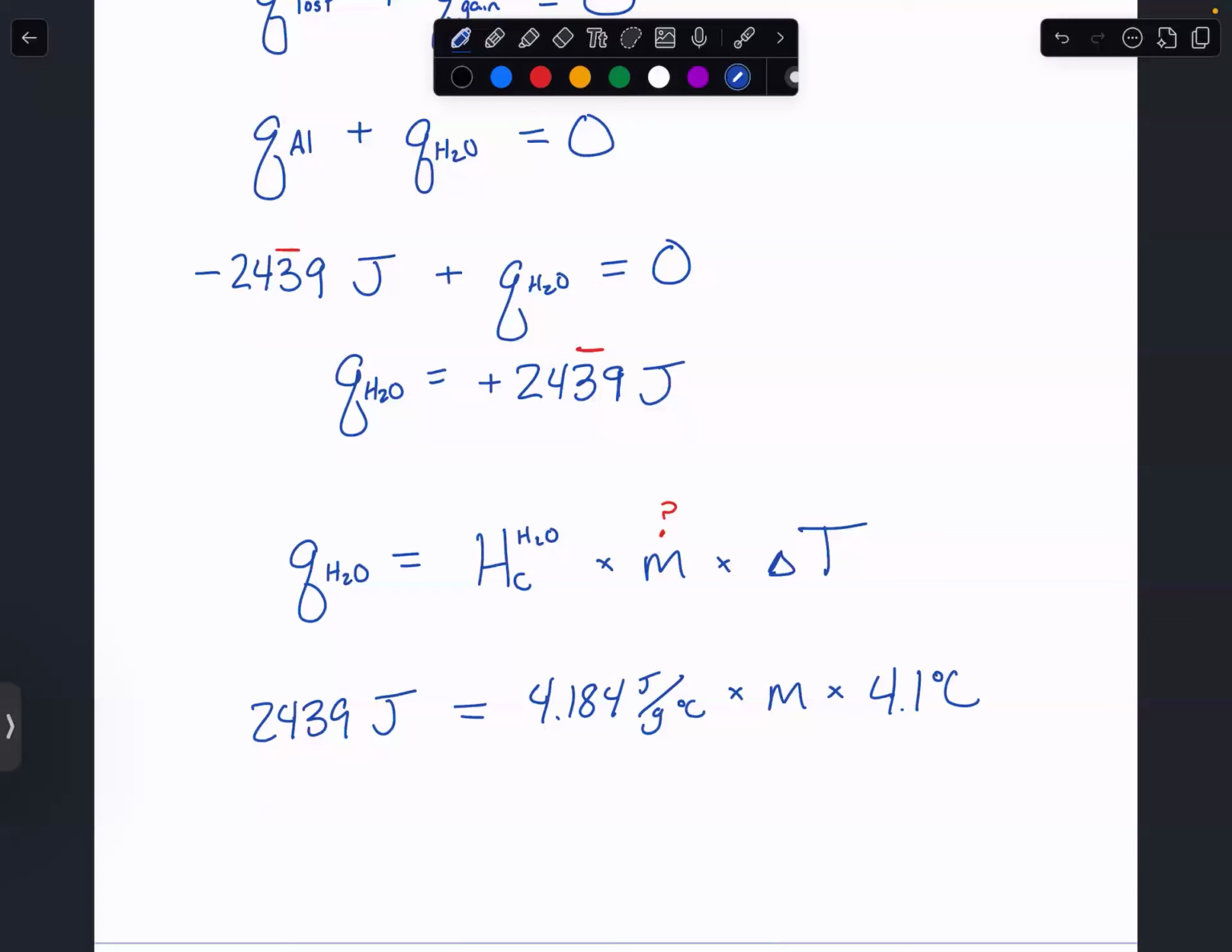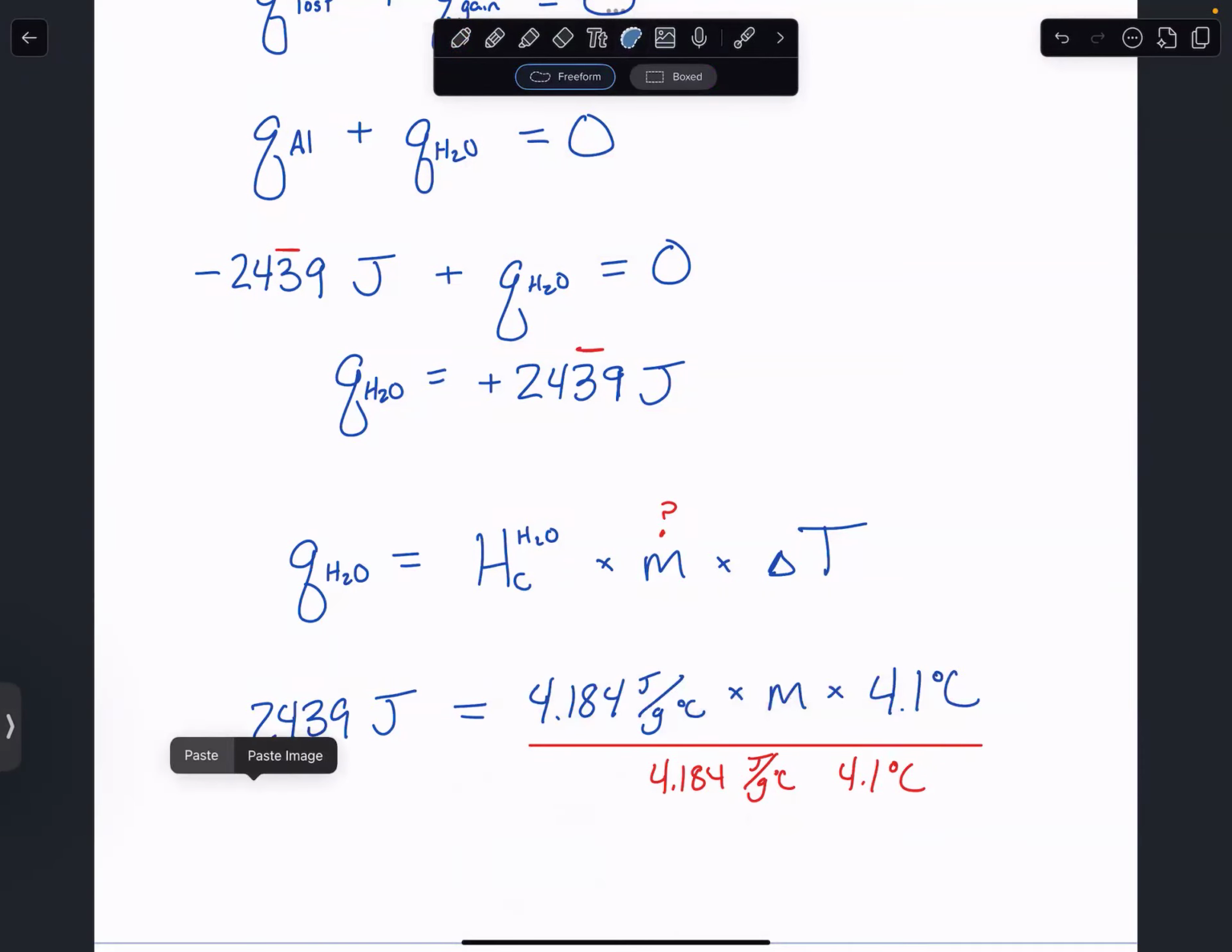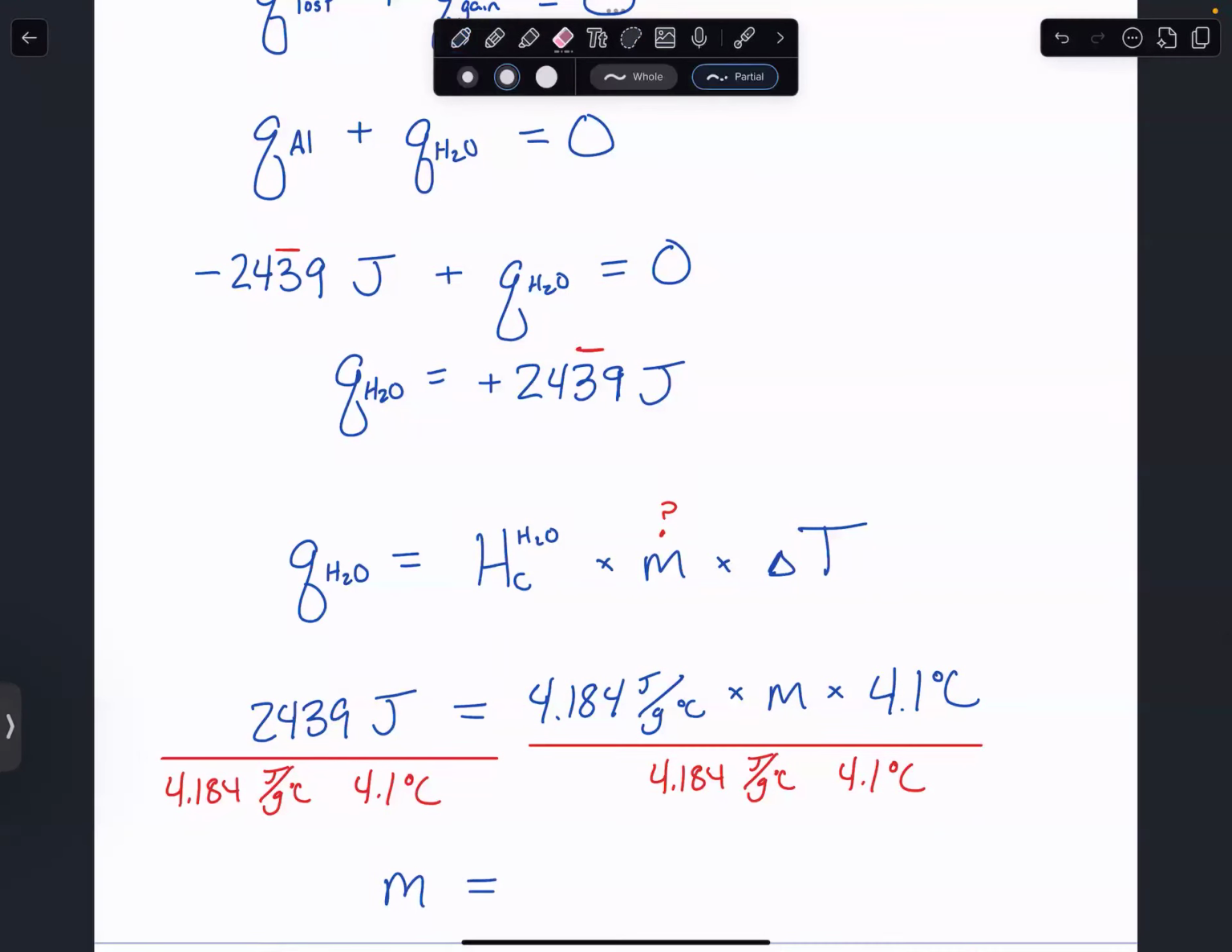How am I going to get mass all by itself? What am I going to have to do algebraically? Move everything else to the other side, right? You want to move everything away from what you're solving for. So I'm going to divide both sides by the 4.184 joules per gram degrees Celsius times 4.1 degrees Celsius. Do that to both sides. We can do anything we want as long as we do it to both sides. All right, and I get that my mass is equal to 142.179.